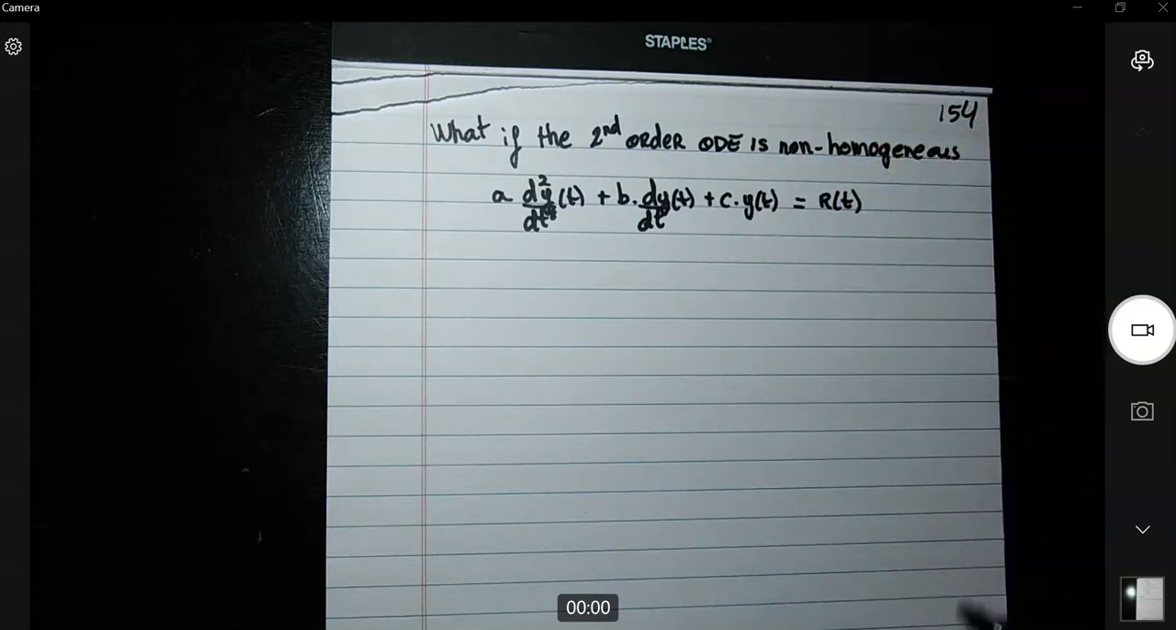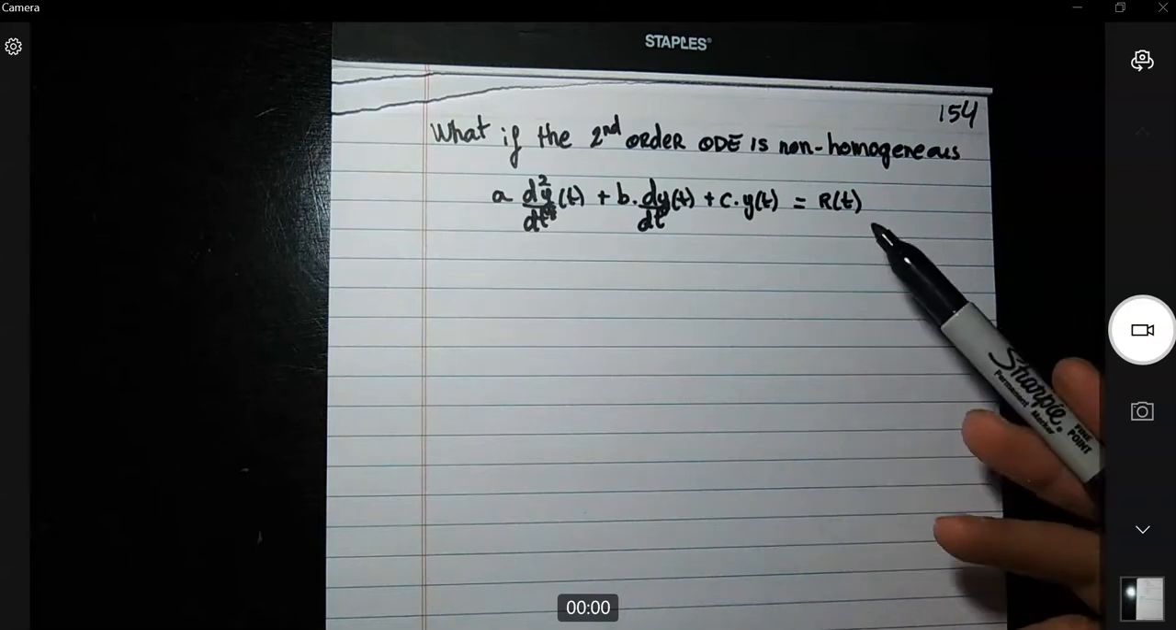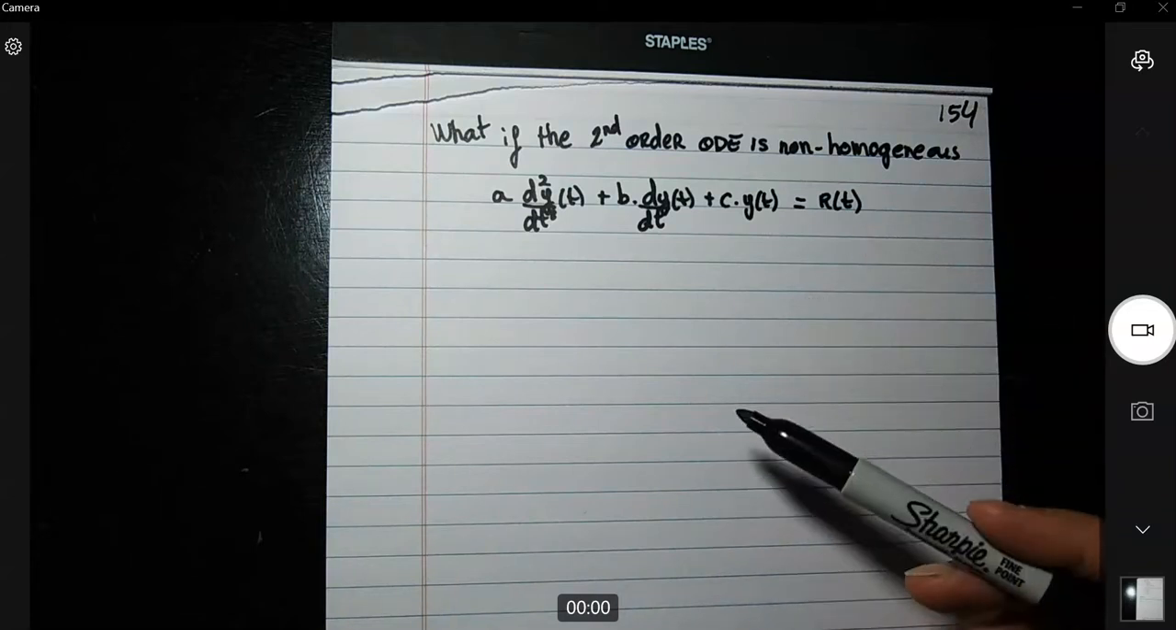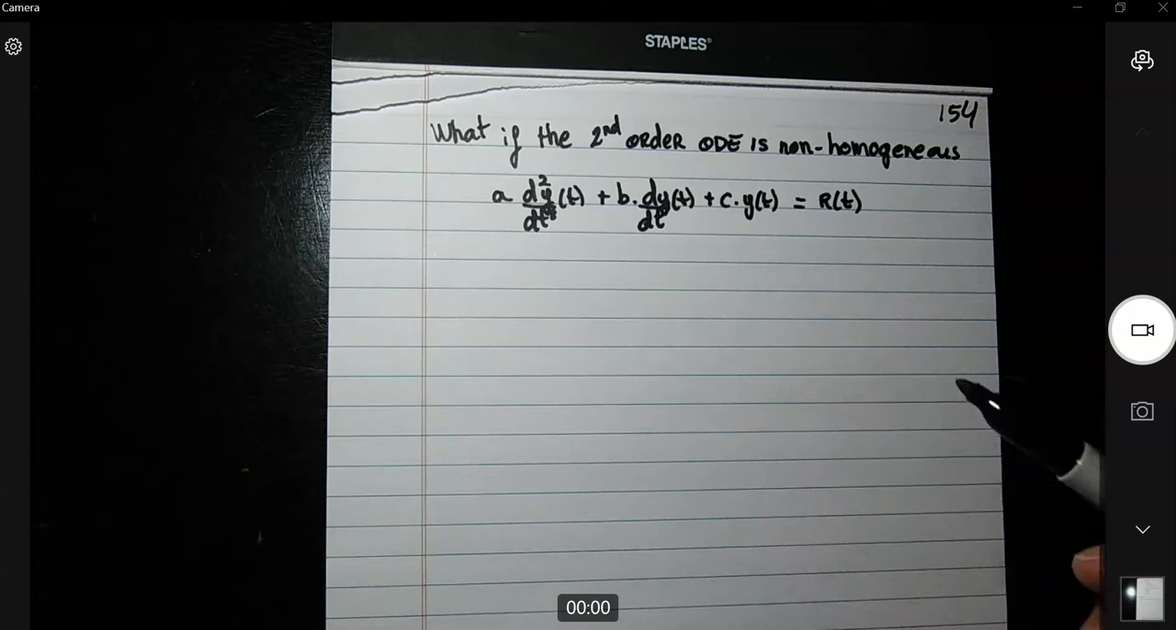If you had vibrations, this is really similar to vibration. That's the type of problem you will be solving over and over. But here we just do it from the mathematical point of view.